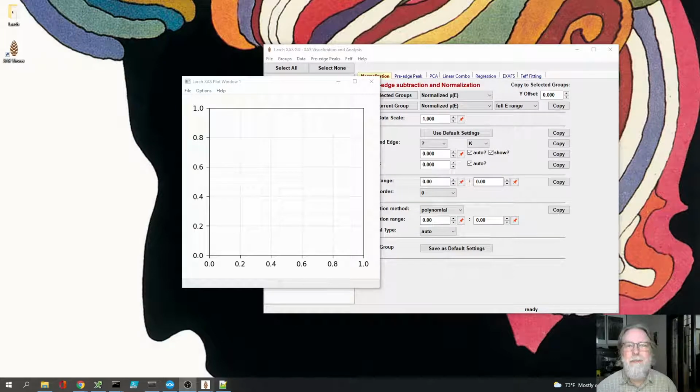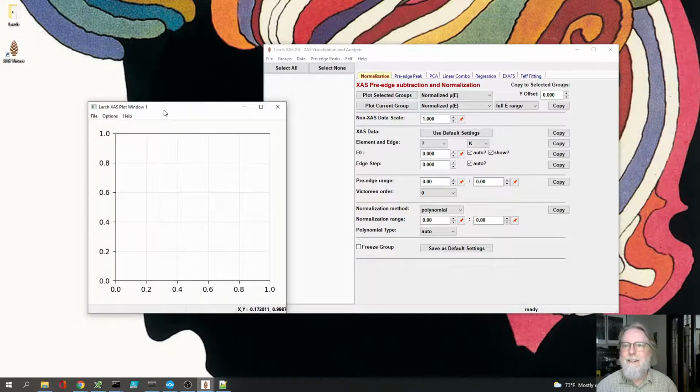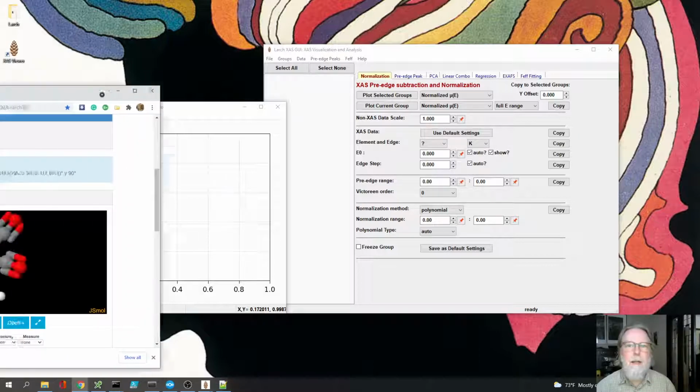Hi, I'm Matt Newville, and this is part of the series using Larch for XAFS analysis. In this example, I have a spectra that I collected with a collaborator on a molecule. I'll see if I can pronounce it correctly. It's tricarbonyl cyclopentadienyl manganese. So it's a structure that looks like this.